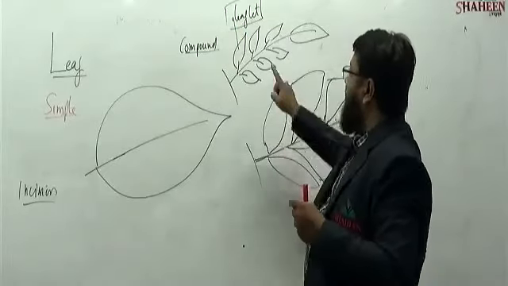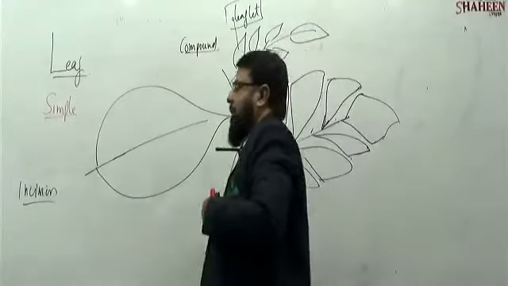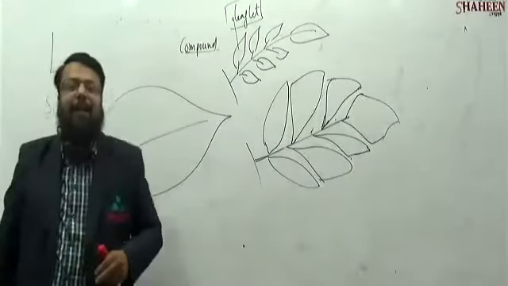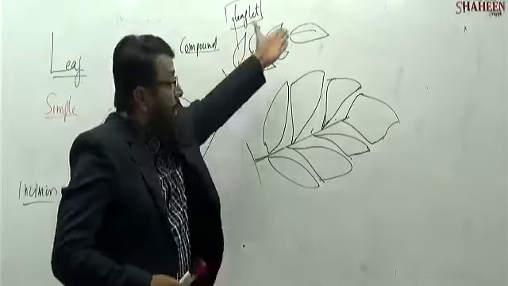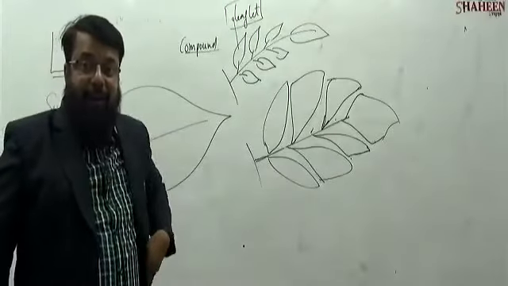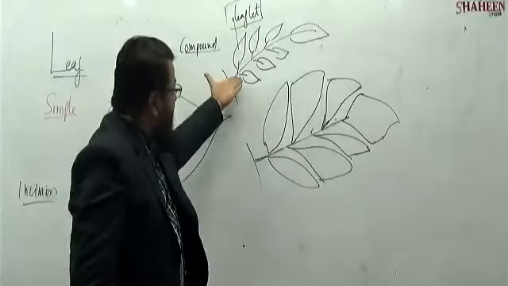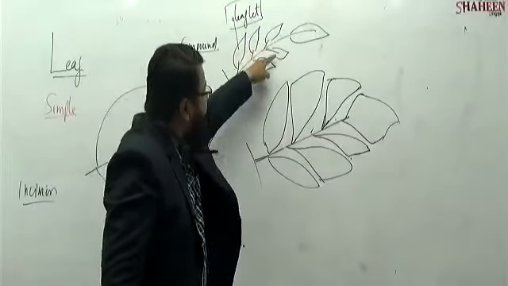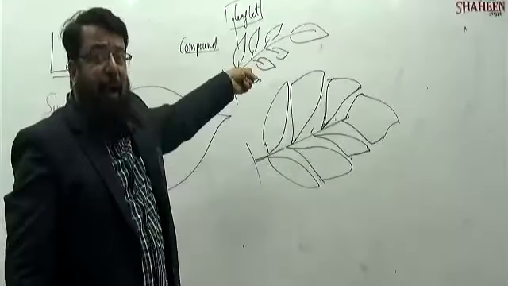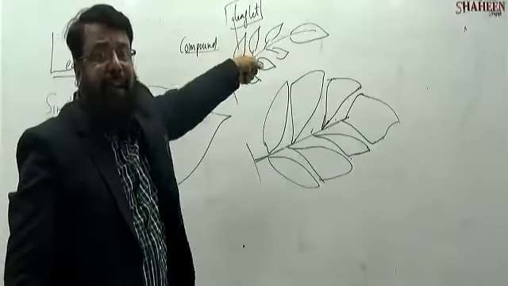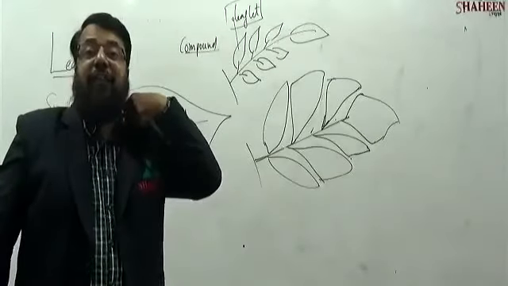How many leaflets are there? 1, 2, 3, 4, 5, 6, 7 leaflets. Okay, this is compound. Sir, you have drawn 7 leaves and you are calling it a compound leaf? That question may arise, as it gives the same look. 1, 2, 3, 4, 5, 6, 7 leaves are there. You have drawn 7 leaves and you are saying it is a compound leaf. It is not a leaf, it is a leaflet, you are saying. On what basis will you say that it is a leaf? It is a leaflet. It is not a leaf.